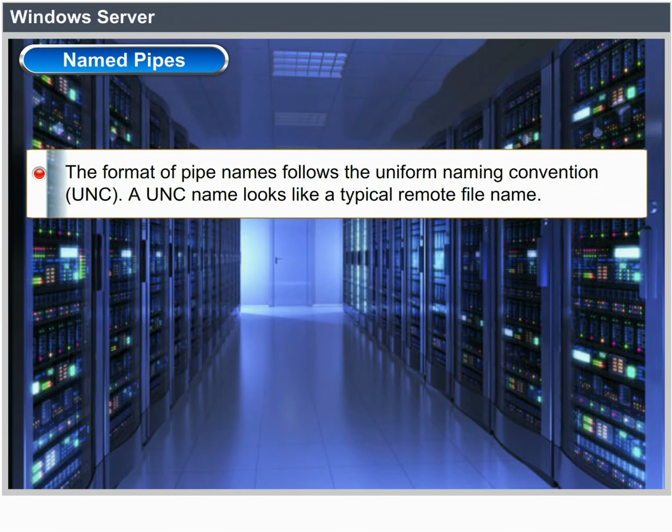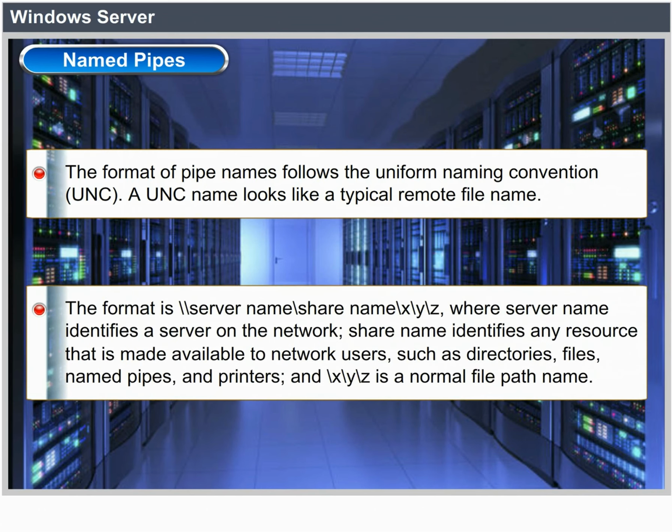The format of pipe names follows the Uniform Naming Convention (UNC). A UNC name looks like a typical remote file name. The format is //server name/share name/x/y/z, where server name identifies a server on the network, share name identifies any resource that is made available to network users, such as directories, files, named pipes and printers, and /x/y/z is a normal file path name.